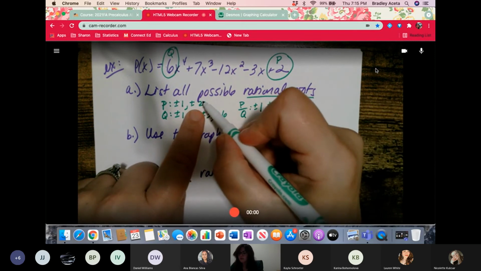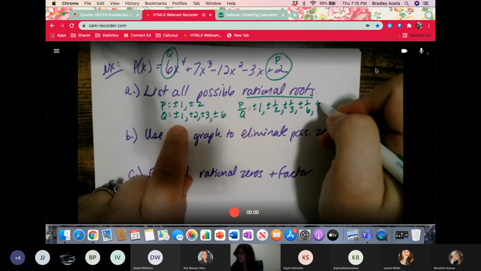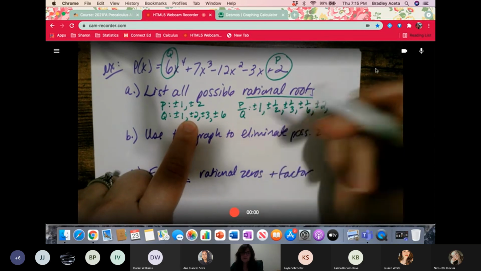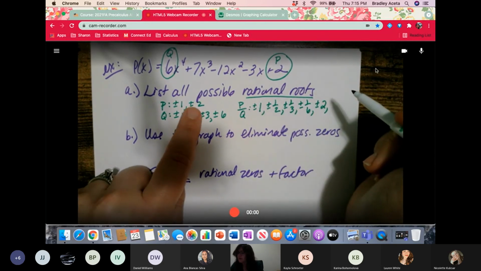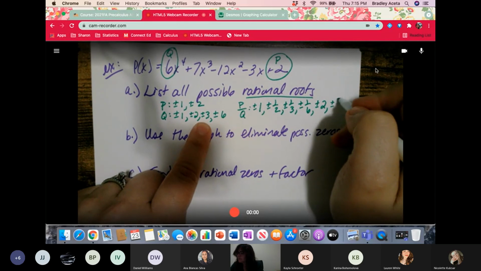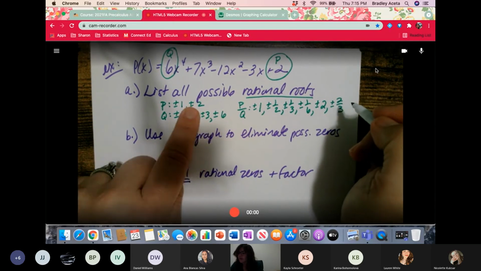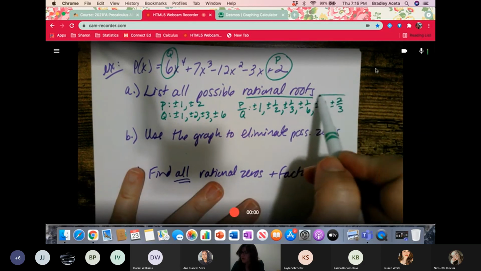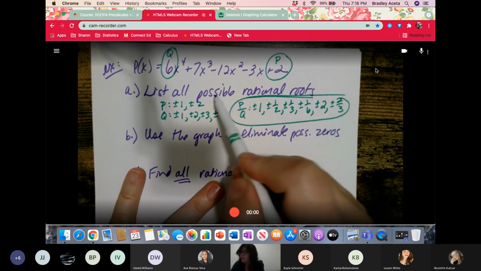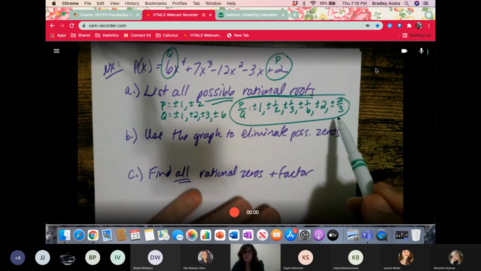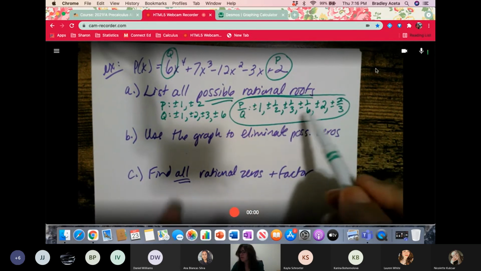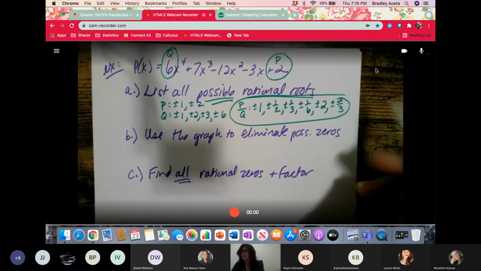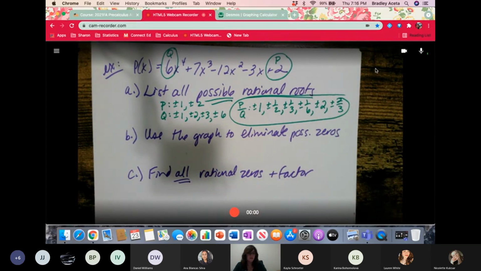And now we do the 2. 2 over 1, plus or minus 2. 2 over 2, well, 2 over 2 is 1, so I'm not going to write it again. 2 over 3. And then 2 over 6, which is 1/3. These right here are the possible rational roots, and you leave it just like that: plus or minus 1, plus or minus 2, plus or minus 1/2, a third, a sixth, and 2/3, with the pluses and the minuses in front.